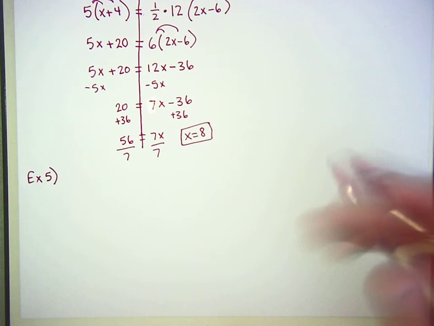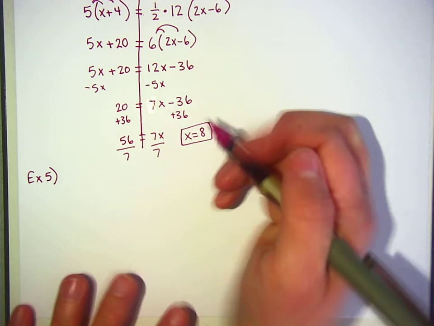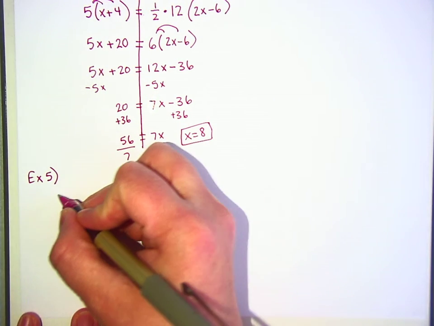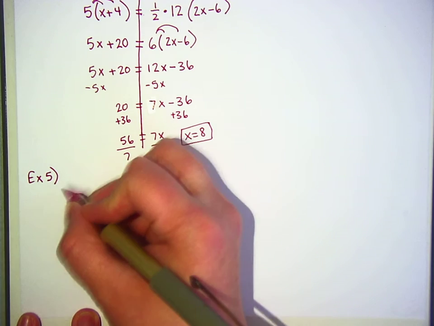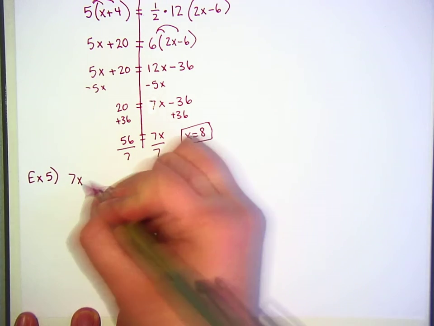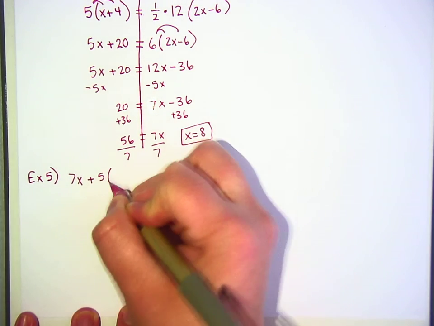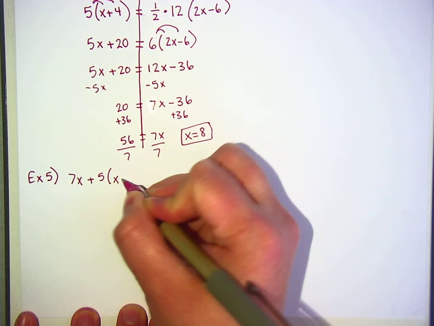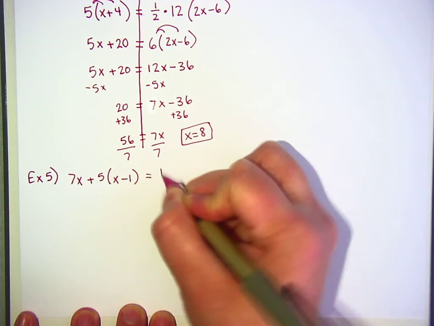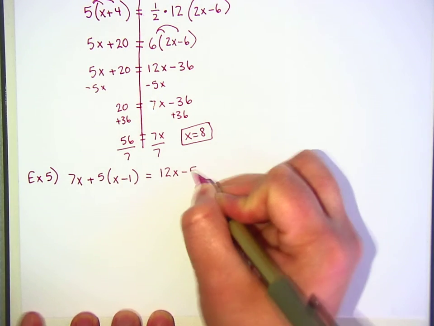All right, we're going to do 2 more, and then we'll be done for the day. Example 5 is 7x plus 5 parentheses x minus 1 parentheses equals 12x minus 5.